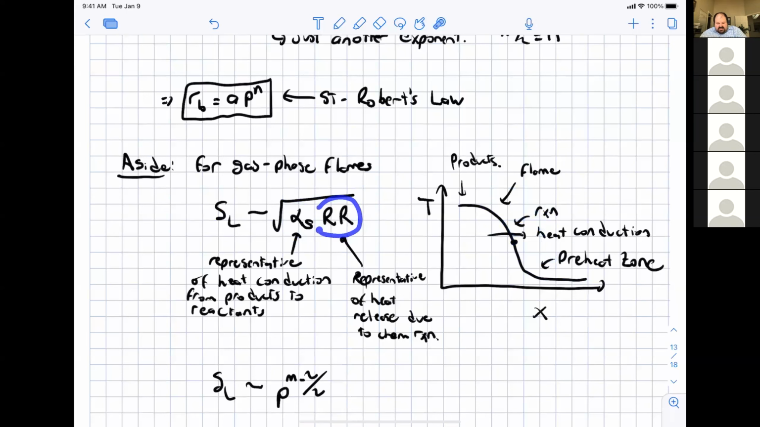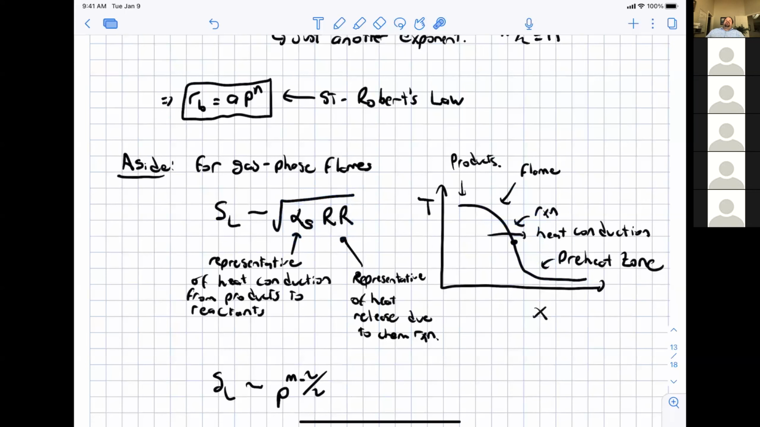And so this basically means that the faster the chemical reactions are, the faster that heat conduction can basically transfer energy from the products to the reactants, and the faster the flame goes. Okay, and that's sort of physically why the laminar burning velocity for gas is proportional to the thermal diffusivity and the net reaction rate.